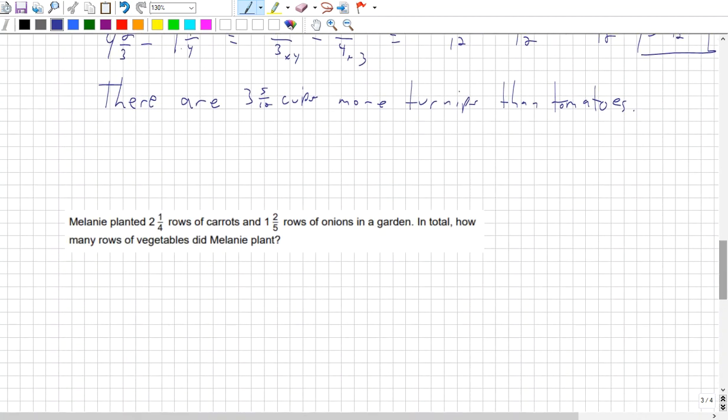Last word problem. Melanie planted 2 1/4 rows of carrots and 1 2/5 rows of onions. I know it's a long video, but this section is kind of complicated, right? So lots to cover. In total means add. This one's easy. In total, how many are there? The sum. So I take 2 1/4 rows of carrots, which I do like, and I add in 1 2/5 rows of onions, which I also like in many different dishes. And I'm going to add these together to see how many total rows of vegetables Melanie planted.